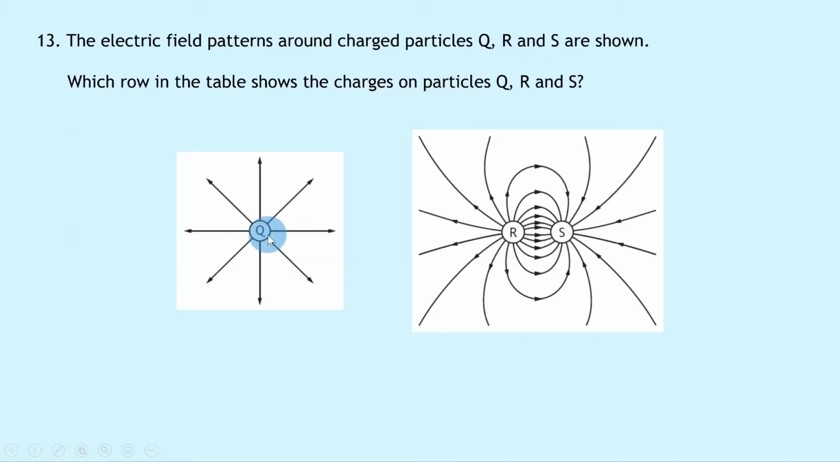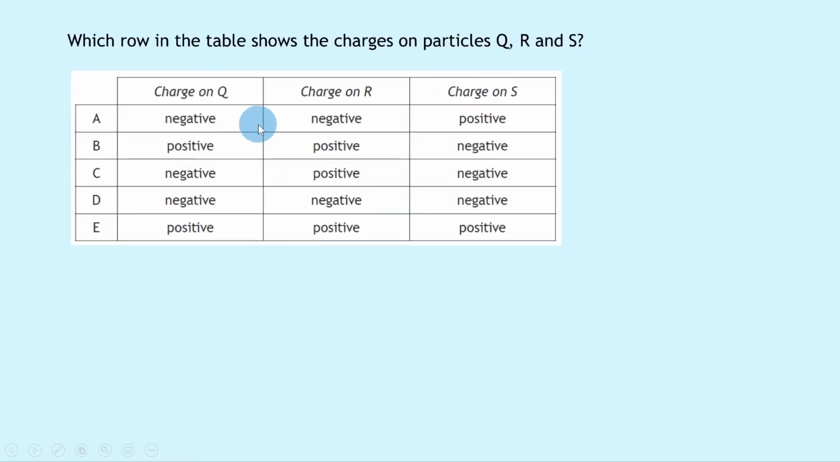Well, looking back at the picture, you should remember that field lines will always go in the direction that a positive charge would move if placed in that field. So if you brought in a positive charge close to a positive charge, it would be repelled away from it, out the way. So this charge Q must be positively charged. So looking at the table, that means our answer is going to be B or E.